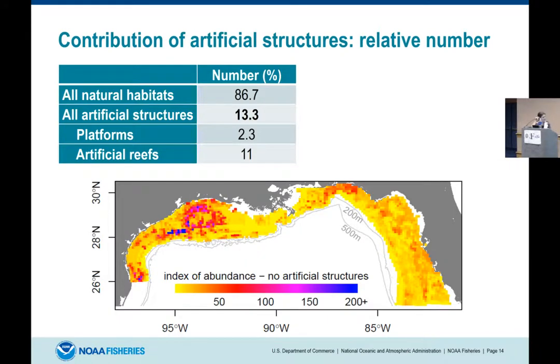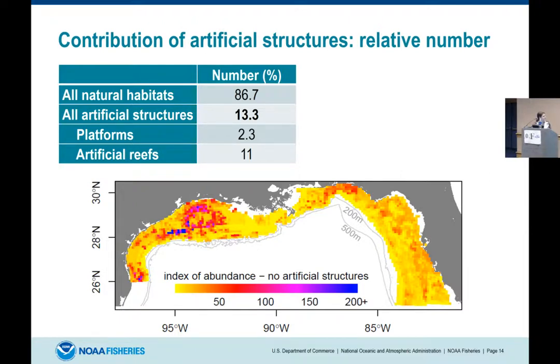Okay, and then I'll go into the summary results and the interesting stuff. What is the contribution of artificial structures? So this is what came out of our model output. The number of red snapper that live on natural habitats is approximately 87%. For all artificial structures, the contribution is about 13%, and of this, 2.3% is platforms, and 11% is on artificial reefs.